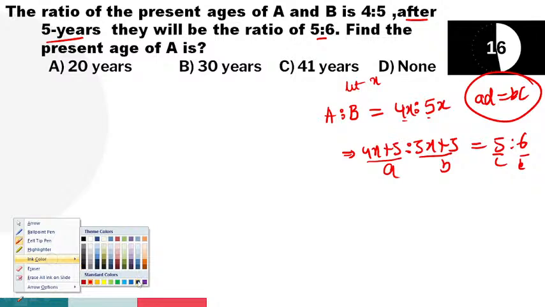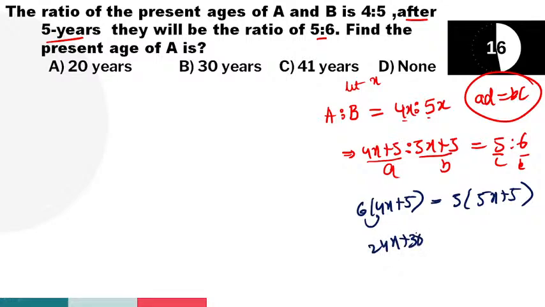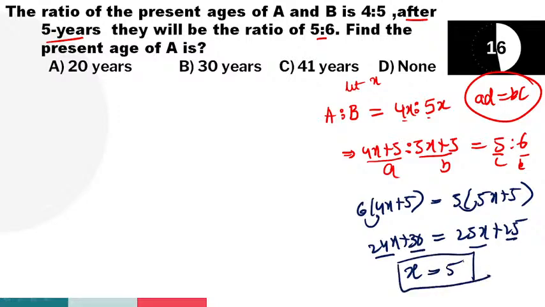Look at the screen carefully, guys. So 6 into (4x plus 5) is equal to 5 into (5x plus 5). Right? 6 fours are 24x. 6 fives are 30, is equal to 5 fives are 25x, again 5 fives are 25. Right? 25x minus 24x, x is equal to 30 minus 25, which is 5. The x value is how many years, guys? 5 years.